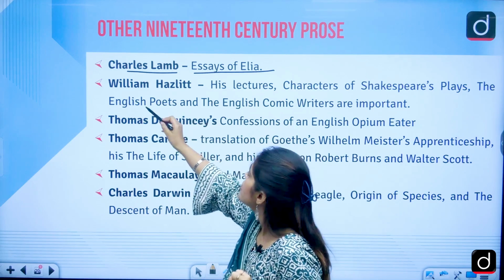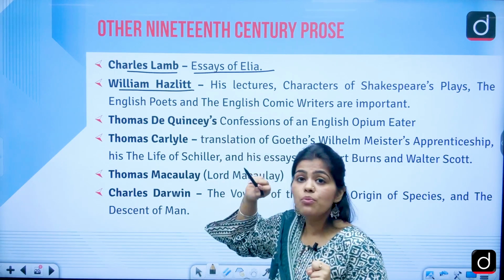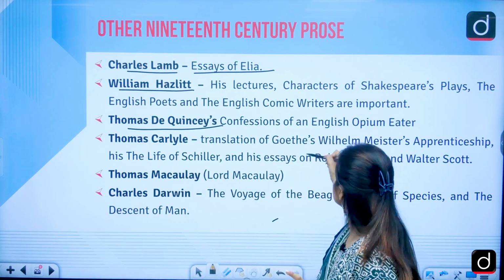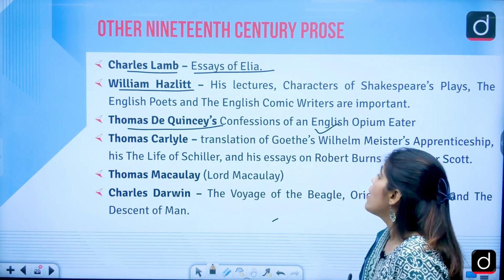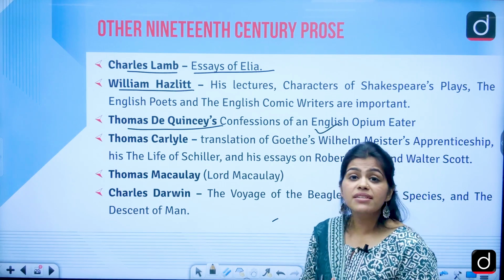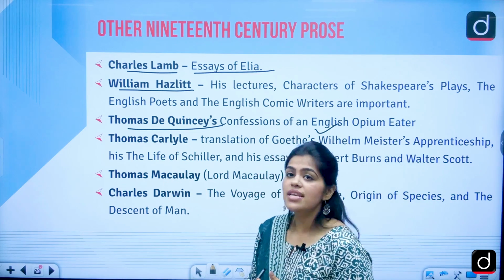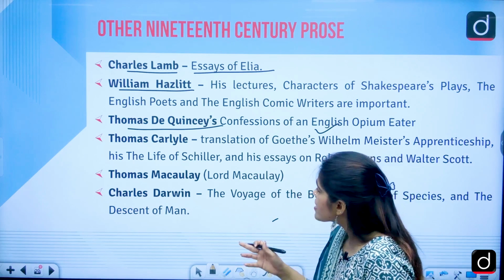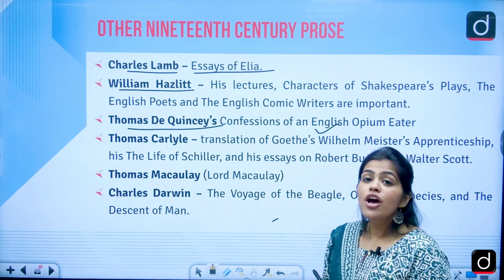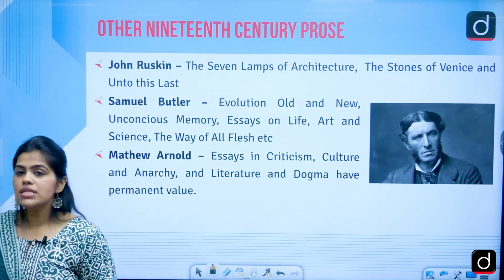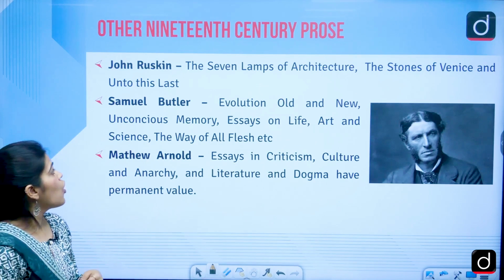We'll be dealing with prose writers like William Hazlitt and Thomas De Quincey, very important. They ask questions every time. Confessions of an English Opium Eater is associated with whom, right? So you should know it is associated with Thomas De Quincey. Then Thomas Carlyle is important, and then we have Macaulay, Lord Macaulay. Charles Darwin also comes under this age. Then we have John Ruskin.